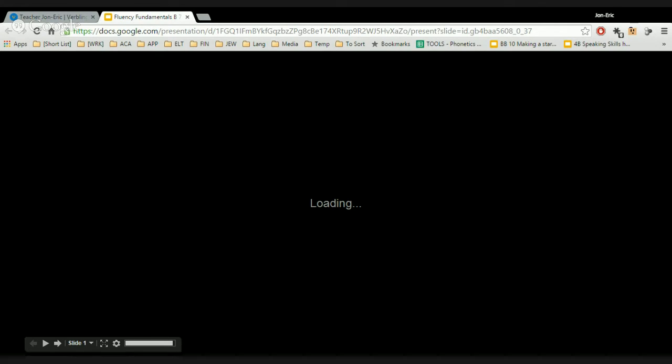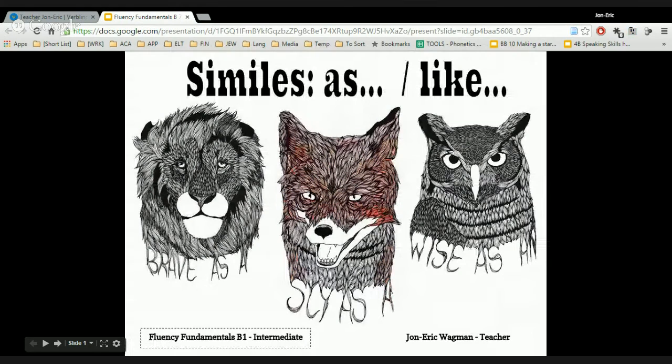Okay, so today we're going to talk about similes with as and like. So a simile is just like a metaphor. The only difference is that a metaphor uses the verb to be. A simile makes it more clear that you're trying to be descriptive or to make an analogy, because it uses particular words like like and as.